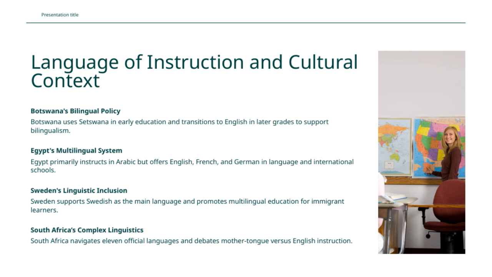Moving on to Egypt, the country's multilingual system primarily centers around Arabic, which is the official language and the main medium of instruction. However, Egypt also offers education in English, French, and German, particularly in language and international schools. This variety reflects Egypt's historical ties and its recognition of the importance of multiple languages in a global context.